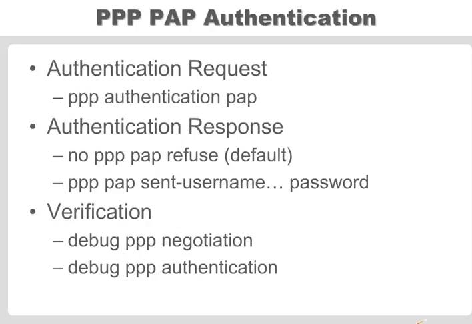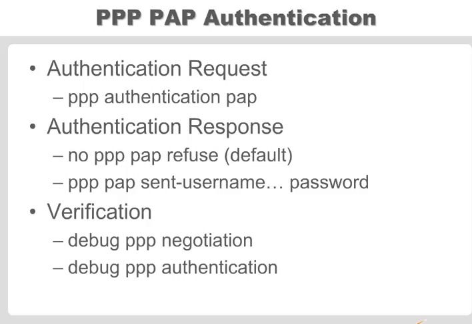So with PAP authentication, the username and password information is sent in clear text over the line. Now, if it was a dedicated line, generally not a problem, but if it was something that someone else could be listening in on, someone else could gather your username and password credentials. Now, with PAP authentication itself, we have separate parts to it. We have the authentication request and the authentication response. Now, the default is to always respond. However, the request itself needs to be configured.